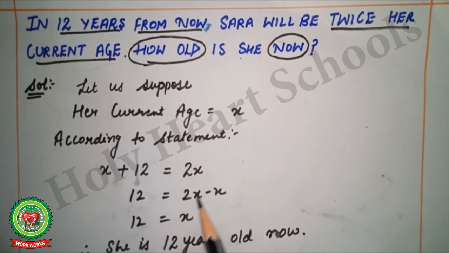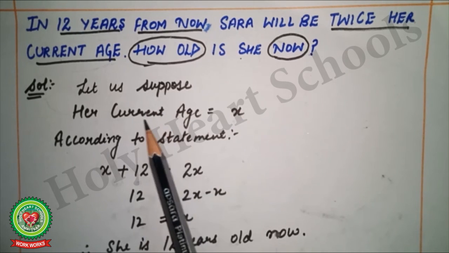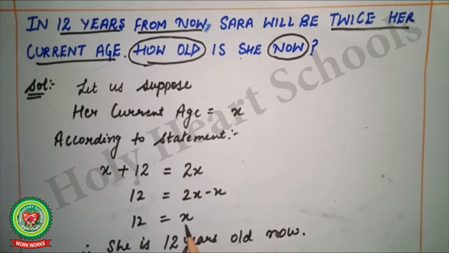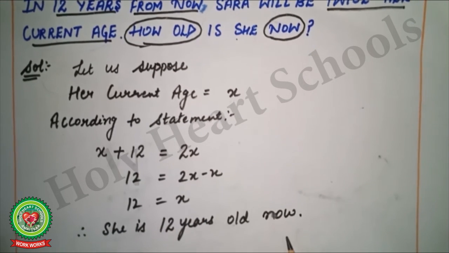Right? Now what we will do? We will shift this x to the right hand side because these are like terms. So 2x minus x will be x. So x is equal to 12. And we have supposed that her current age was x. So here the current age of Sarah will be 12. So she is 12 years old now. Right?